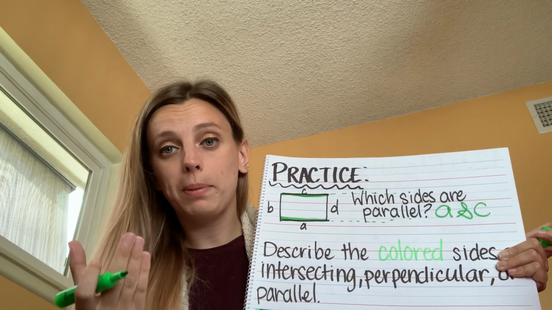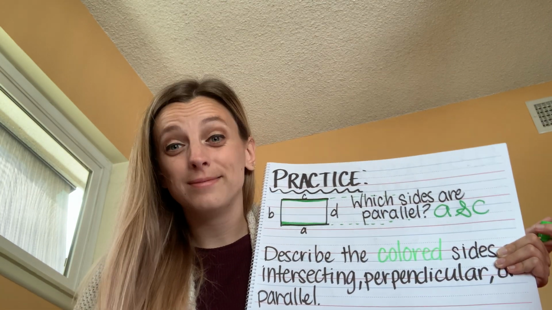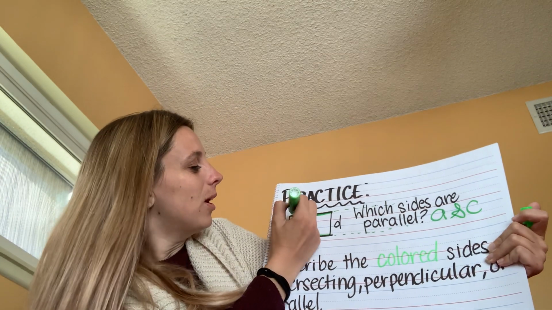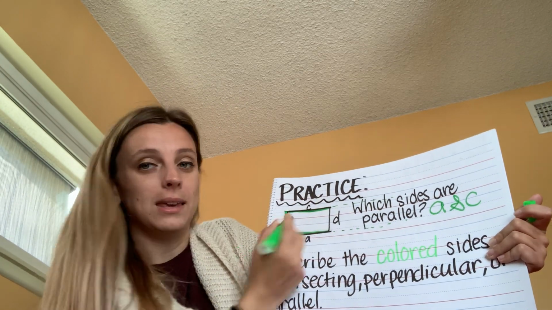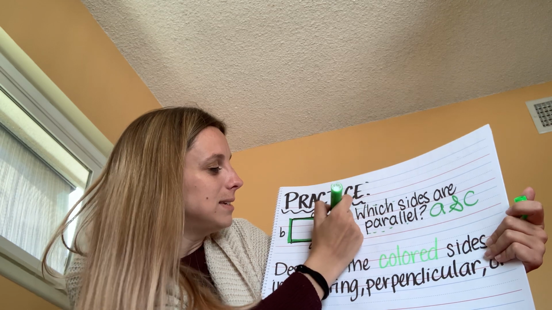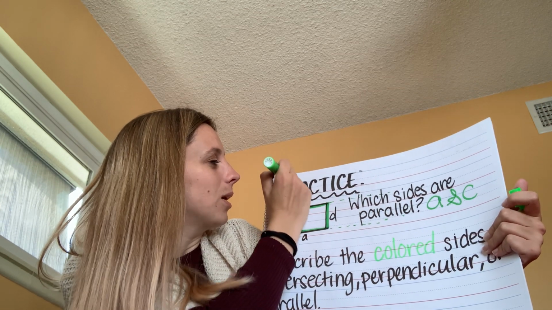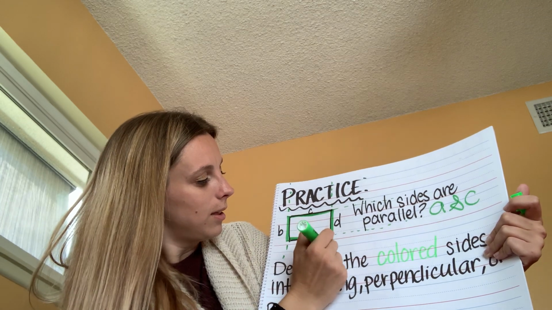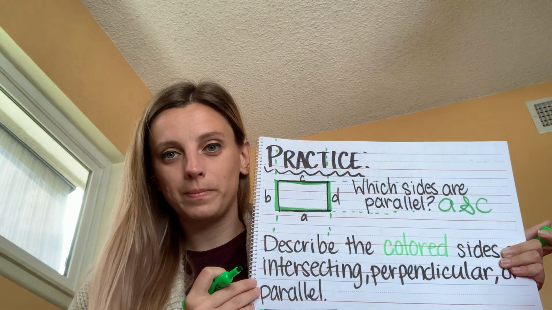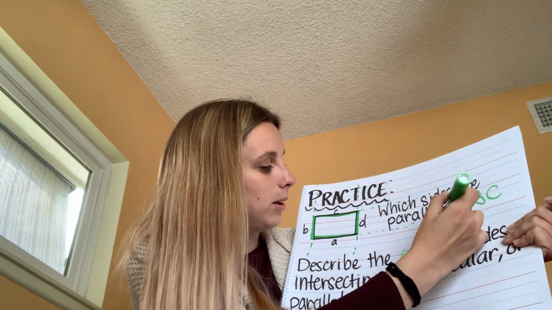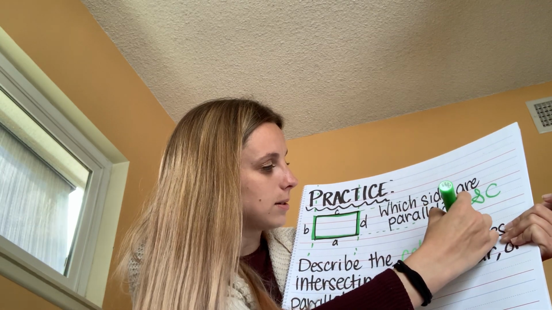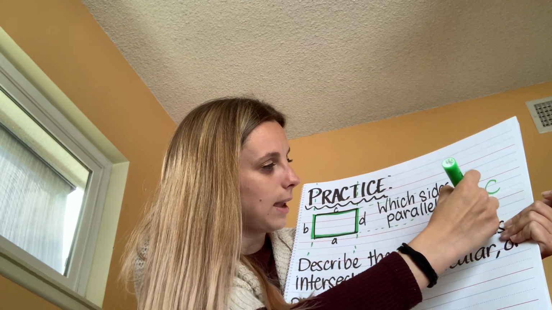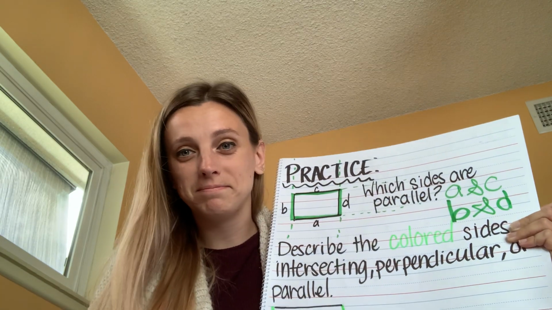Are there any other parallel sides? In this shape, there are. We also have side B and side D. And if I kept those sides going on and on forever, they would also never touch. So another pair of parallel lines or parallel sides are B and D.